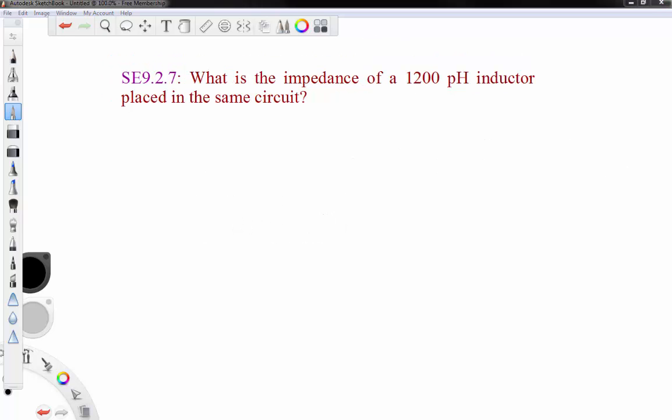Now we basically want to redo this example but with an inductor instead of a capacitor. So what is the impedance of the inductor? Well, the impedance Z sub L is sometimes called the inductive reactance, and so that is given by omega times L. So we would have 2 pi times 60 inverse seconds times 1200 picohenries. So that would be 1200 times 10 to the minus 12 henries.